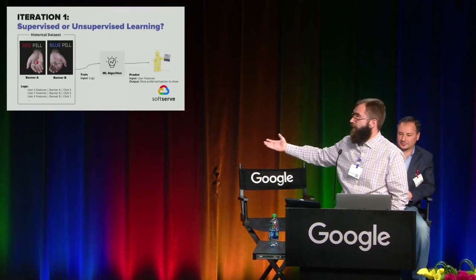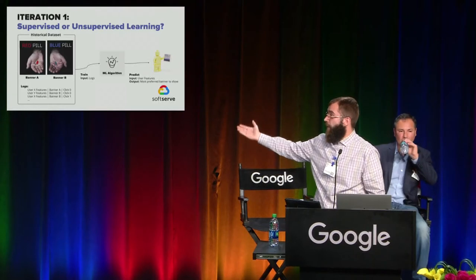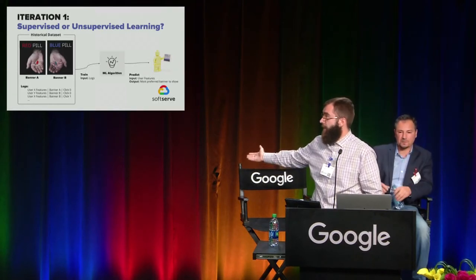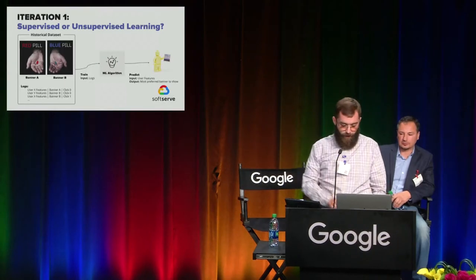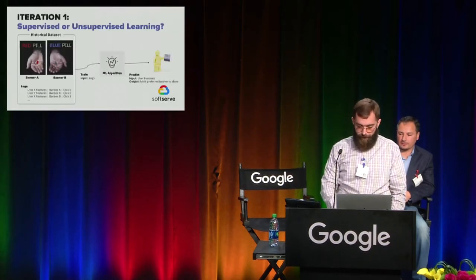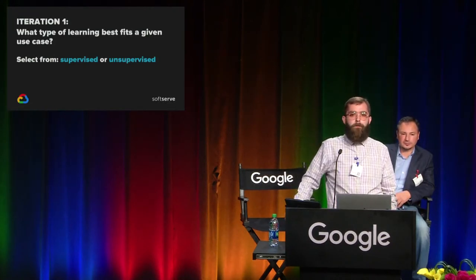We have actual impression, right? So this banner was shown to this user, and whether this user clicked or didn't click that banner. So 0 stands for no click, and 1 stands for click. So what do you think? What type of learning can we apply here?